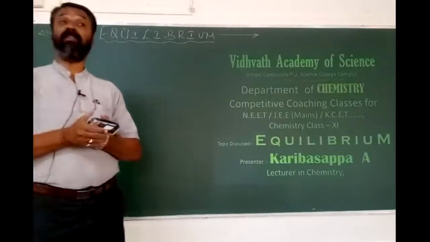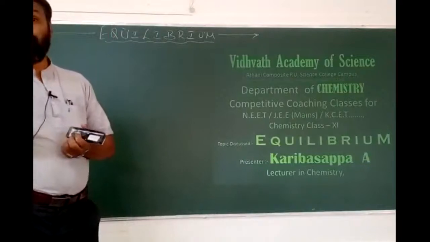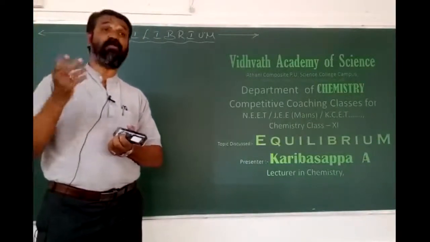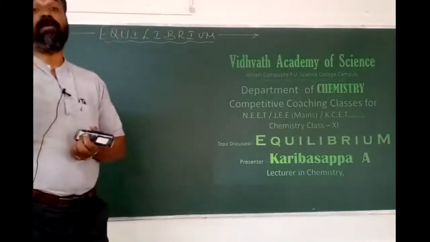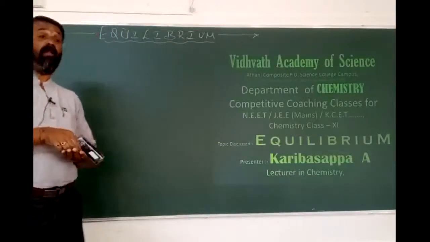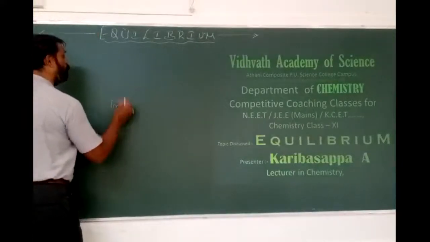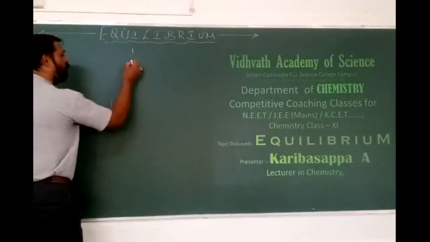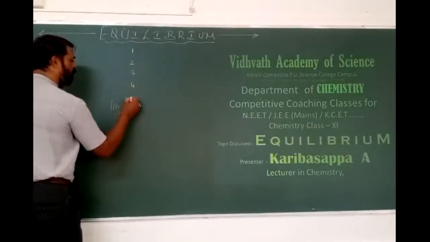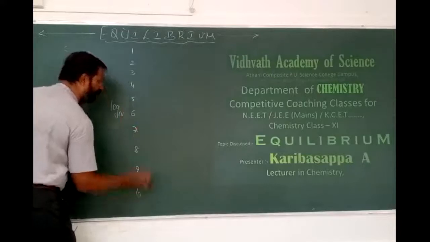The main thing with respect to this chapter is, whether we are calculating pH, pOH, pK, pKw or H plus, whatever it may be, we need the concept of log and anti-log. So you have to be very familiar with that first. Log 1 to 10 you have to be very familiar with: log 1, 2, 3, 4, 5, 6, 7, 8, 9 and then 10.